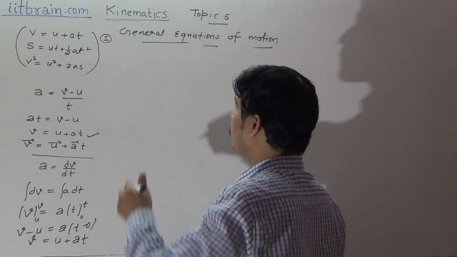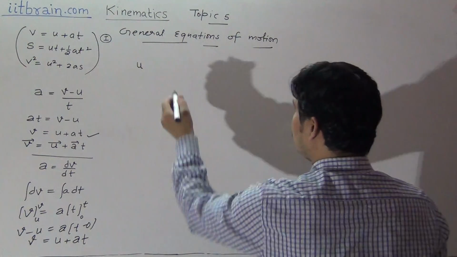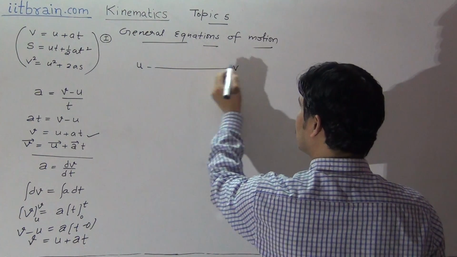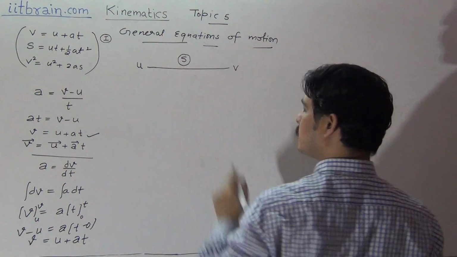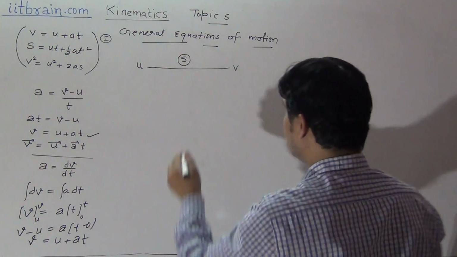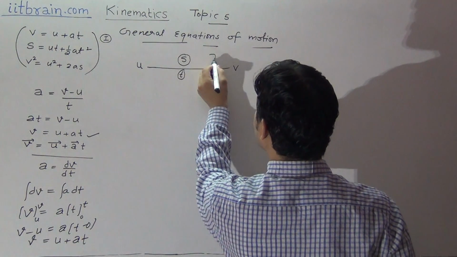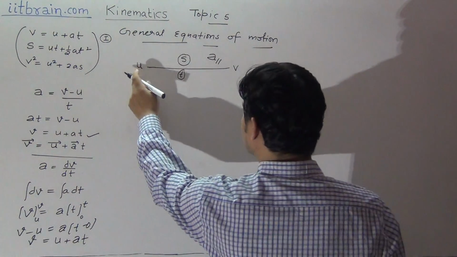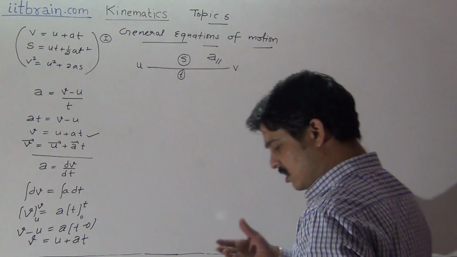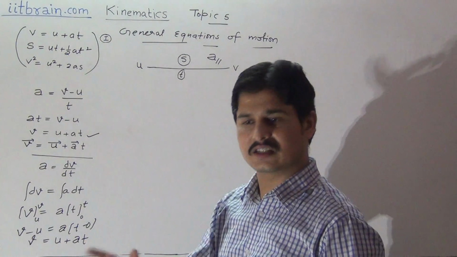Now second, let a particle start with velocity u and increase up to a velocity v. Let s be the total distance covered by the particle in this much time, or displacement you can say. Time taken to travel this journey is t, and a is the acceleration throughout the track. Since the particle is moving with continuously increasing velocity, acceleration is consistent.